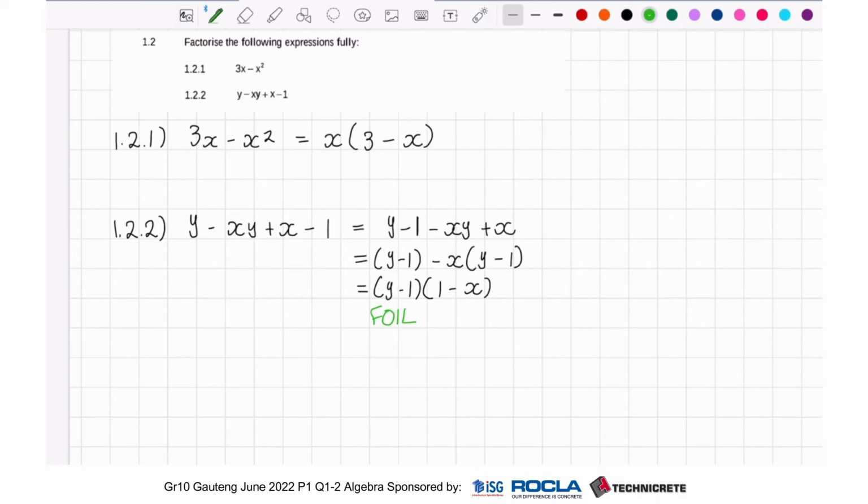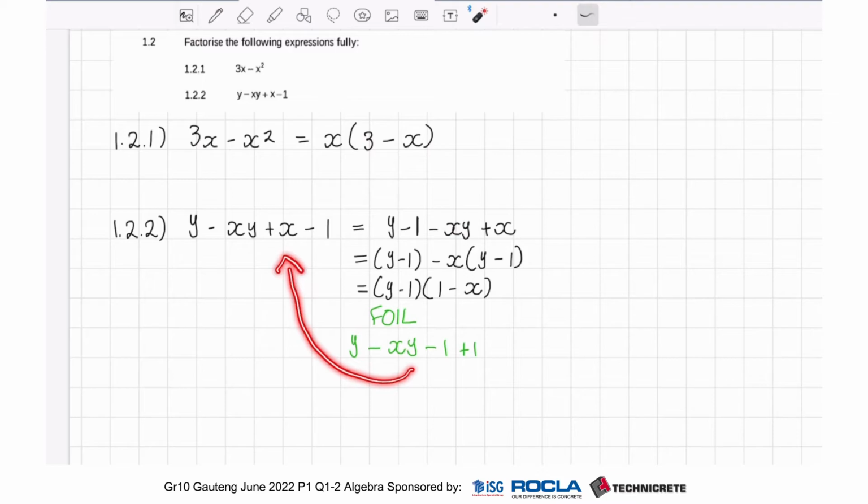So the first two terms multiplied together is y times 1, which is y. Then the outer ones multiplied together is y times negative x. So that's negative xy. Then the inner ones multiplied together is negative 1 times 1. So that's negative 1. And then the last ones multiplied together are negative 1 and negative x, so positive x. And we can see that that's exactly what I had.